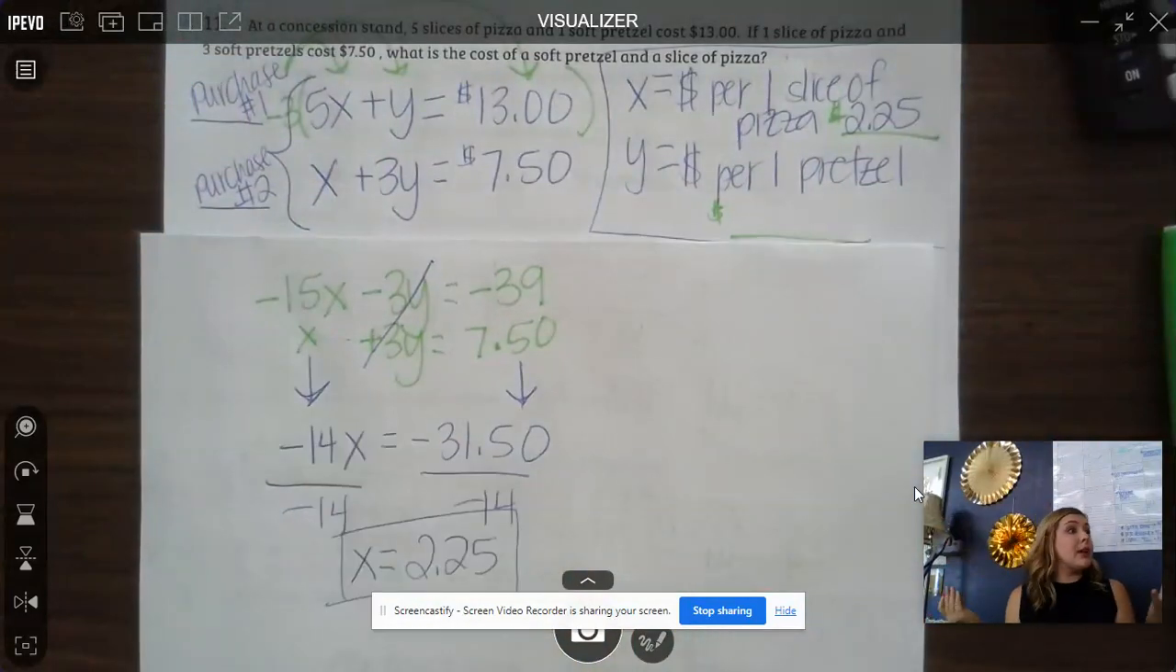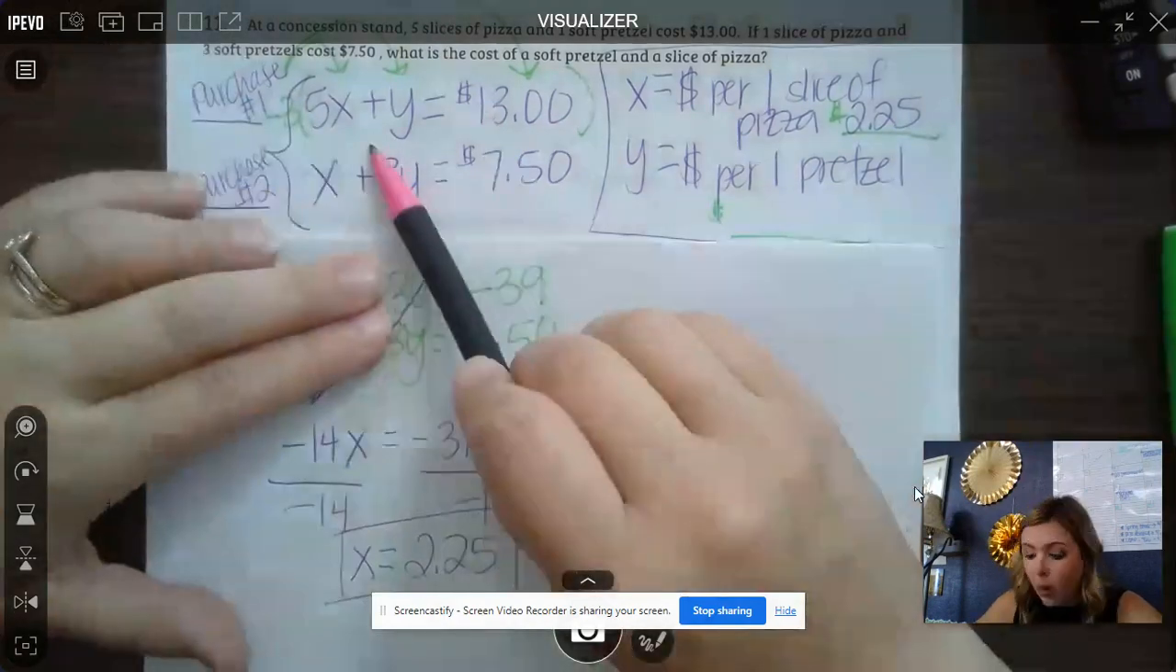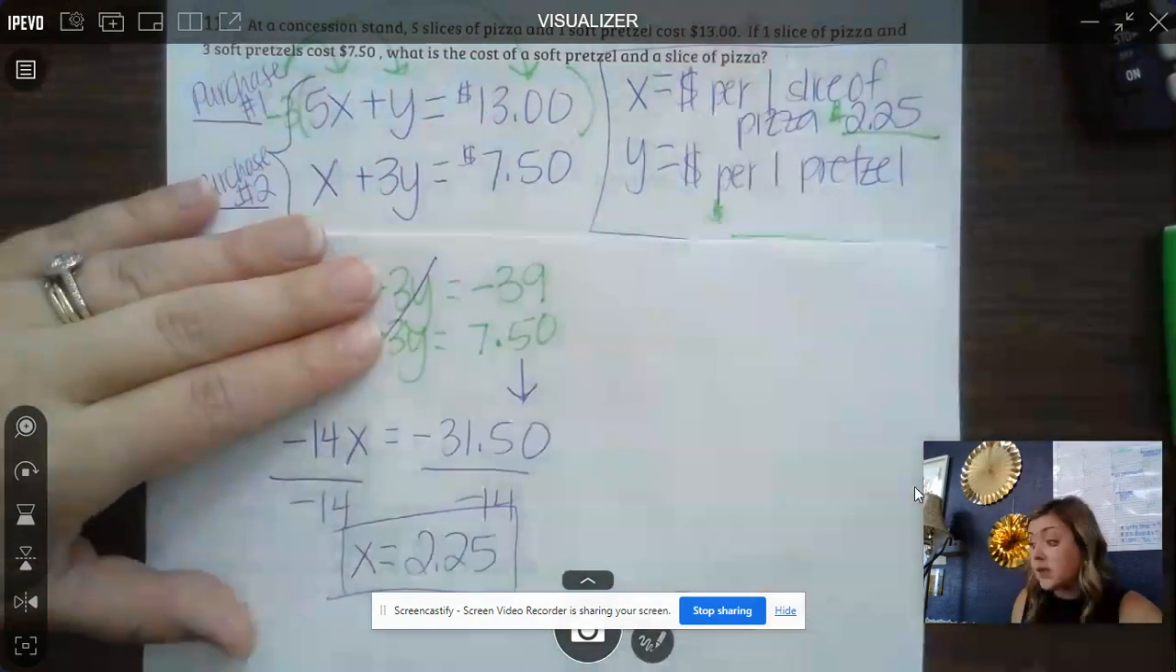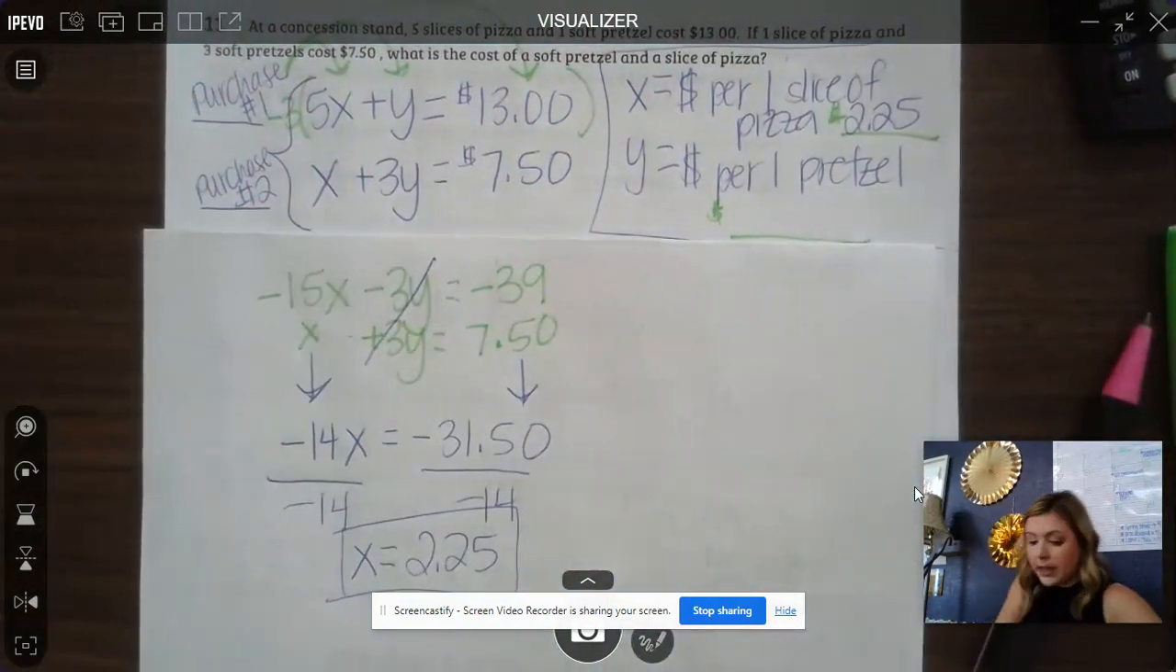Does it matter which equation I plug it into? No. Whichever one's easier, right? I would say whichever one is easier. So I'm going to plug it into this first one right here because y is already by itself and I know I'm going to be solving for y, okay? So I'm going to go ahead and plug in.